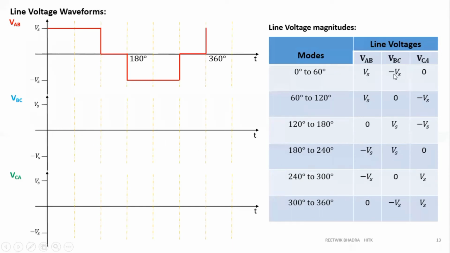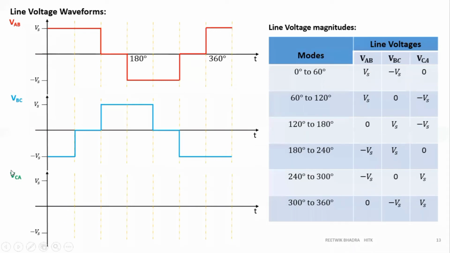Now for this VBC, it starts with minus Vs. Then 0. Then plus Vs. Then again plus Vs. Then 0. Then at 360 degree it is minus Vs. Then again it will continue from 0 to 60 degree, that is minus Vs. So again it continues at minus Vs.